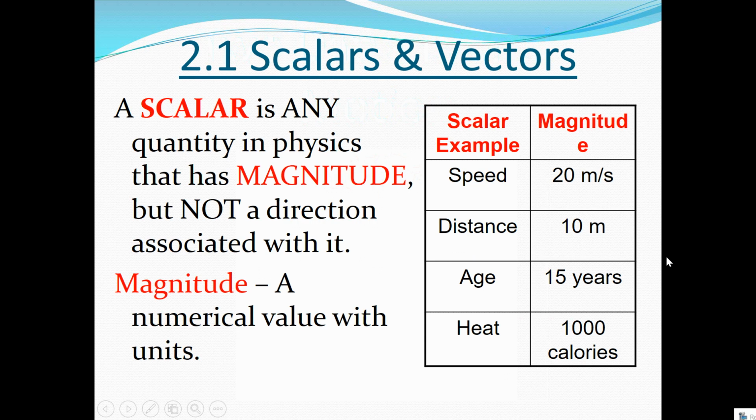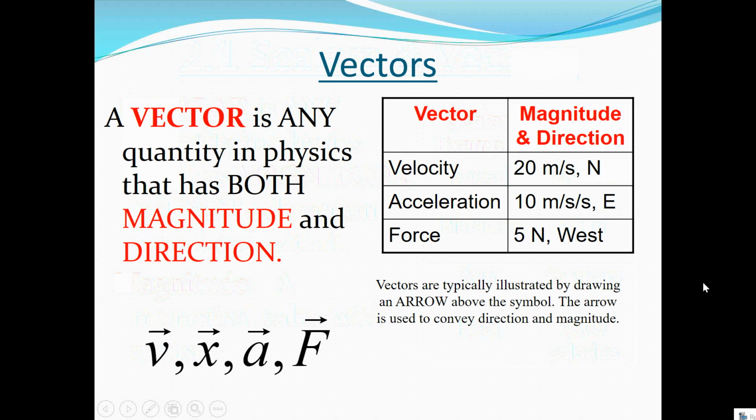And we'll start by talking about what a scalar is. A scalar is any value that does not have a direction associated with it. Oftentimes a scalar is represented as a magnitude. A vector, on the other hand, is any quantity that has both a magnitude and a direction.